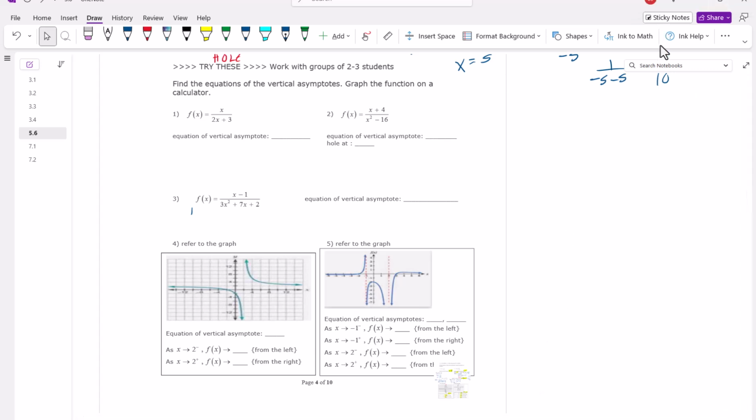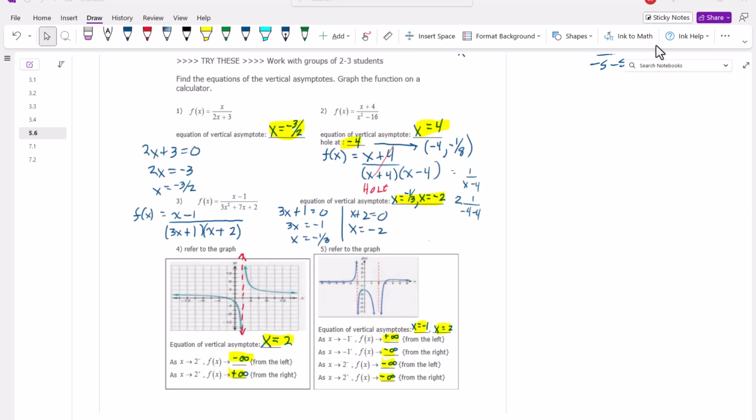Okay, so if you'll go ahead and check your answers now. Say if you have any problem with this. So number 1, just set the denominator equal to 0. X equals -3/2. Number 2, notice how I factored.